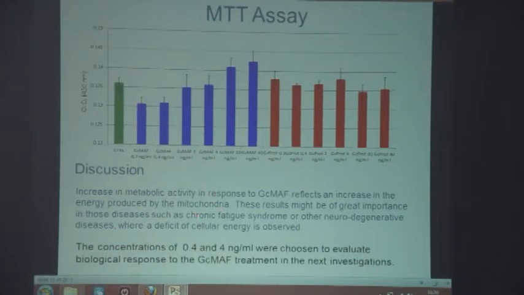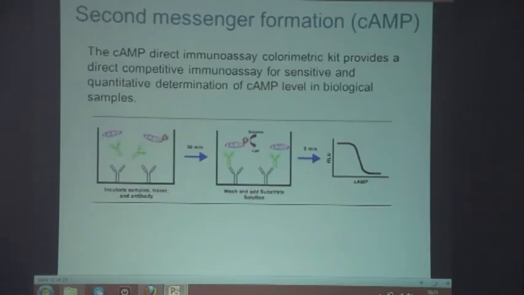We focus our attention on the concentrations of 0.4 and 4 nanograms per milliliter. We evaluated that probably they are the best concentrations for our model. So in the next investigation, we evaluate these 2 concentrations. Here, the second messenger formation, the cAMP level assay, is a direct immunoassay colorimetric kit.